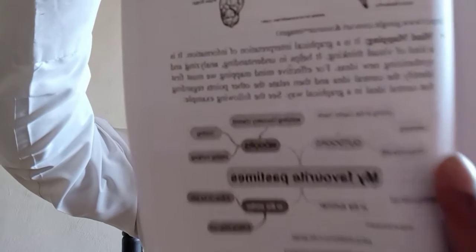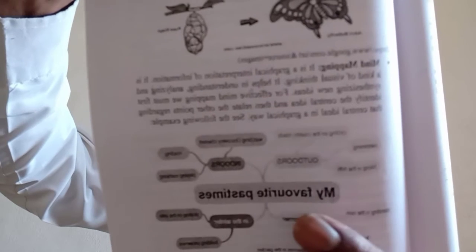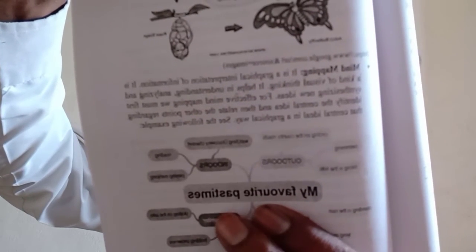You can see here the mind mapping and my favorite pastime. So my favorite pastime is the main point, and there are 4 sub points given here. One is outdoors, second is indoors, third one is in winter, and fourth one is in summer.